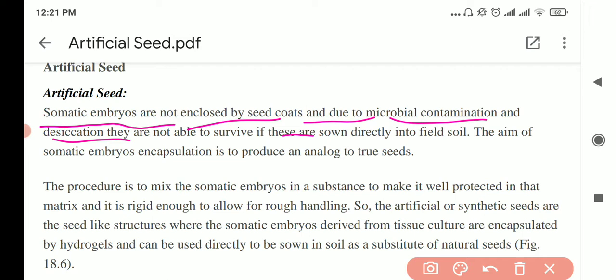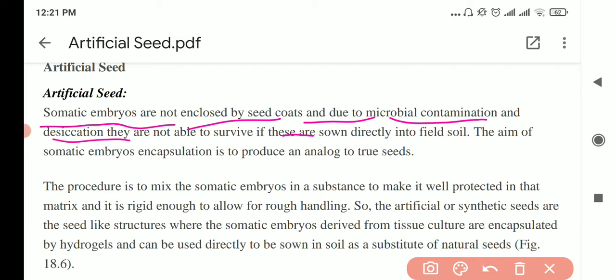So do you realize now why we need to encapsulate these seeds, these somatic embryos, these artificial seeds, so that we can use them to manufacture different drugs, different medicines, that otherwise would have been too costly, just to go all the way to Brazil and pluck?